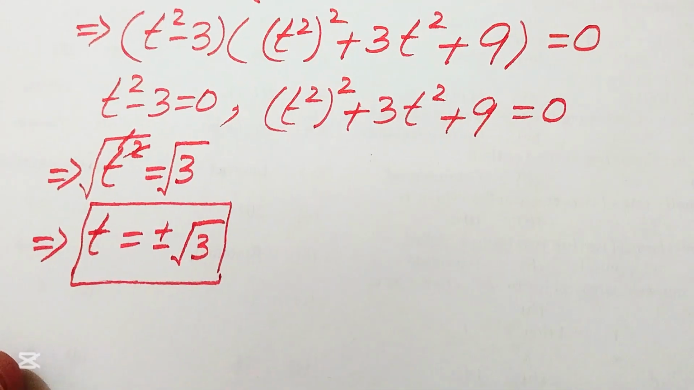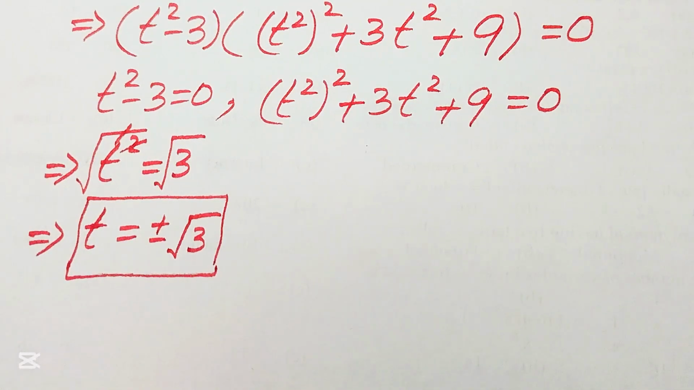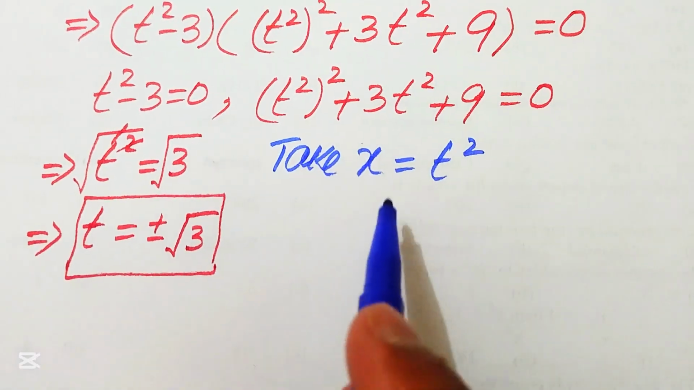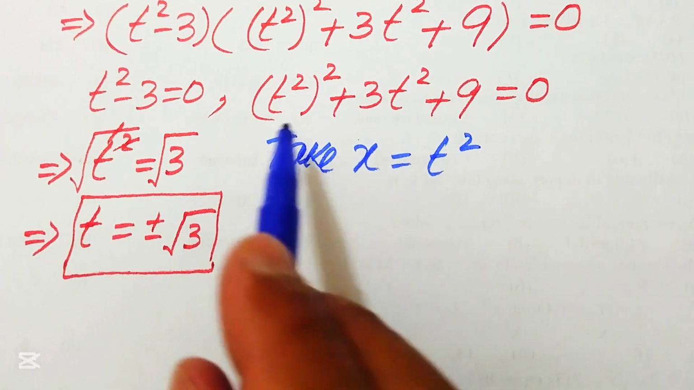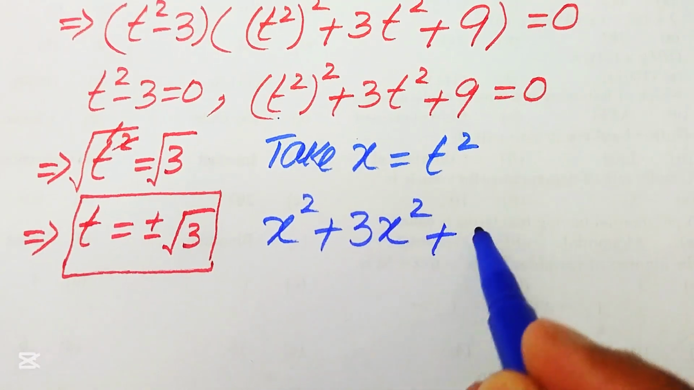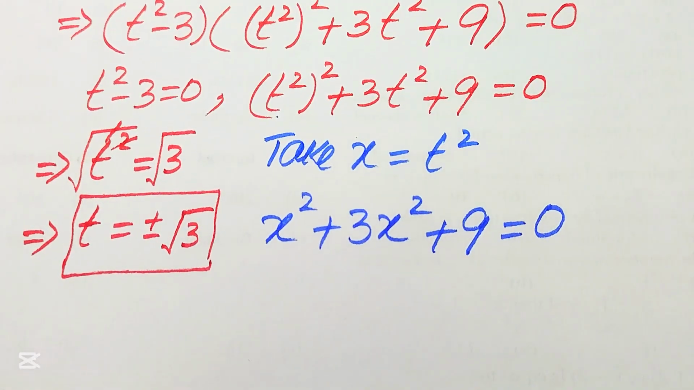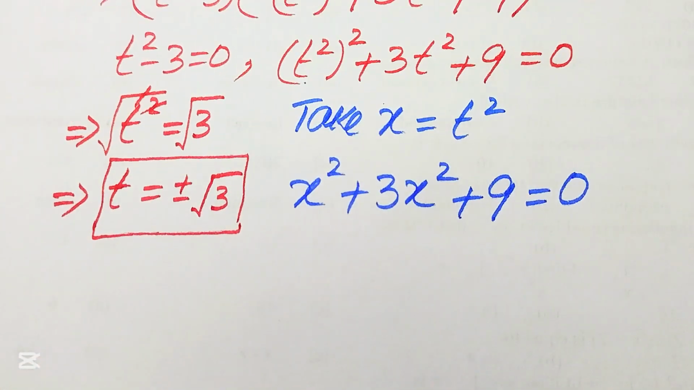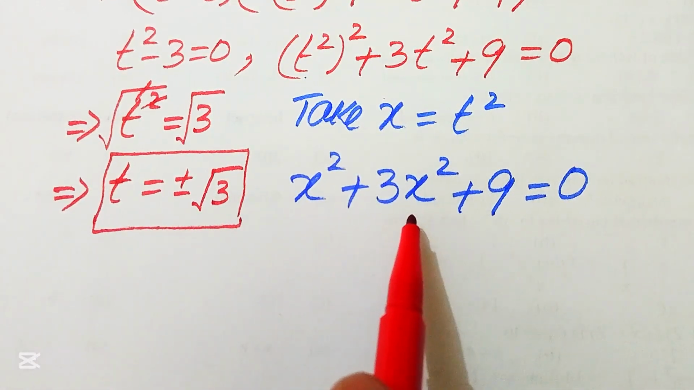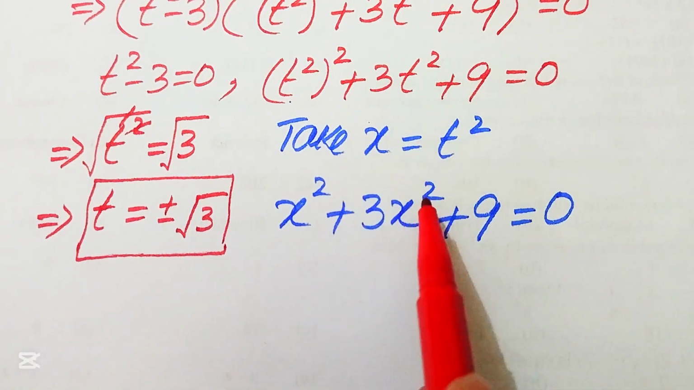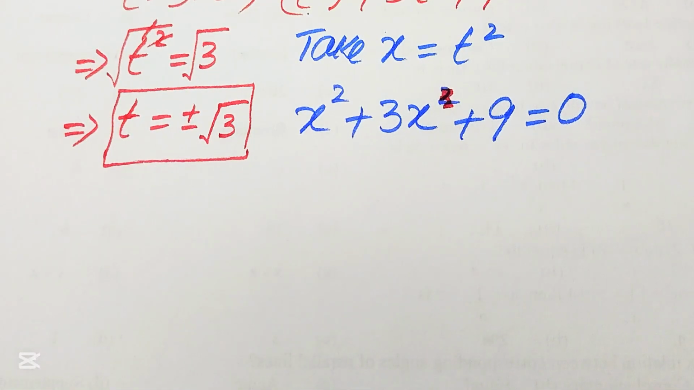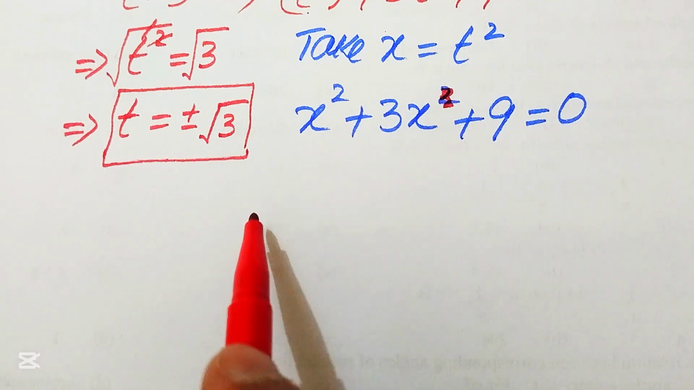But here we need some substitution, so we take x equals t squared. When you take x equals t squared, our above equation is written as x squared plus 3x plus 9 equals 0. So here I made a little mistake: we take t squared equals x, so this is only x. This equation becomes quadratic in the x variable, so that here we can easily find the roots of this equation by applying the quadratic formula.